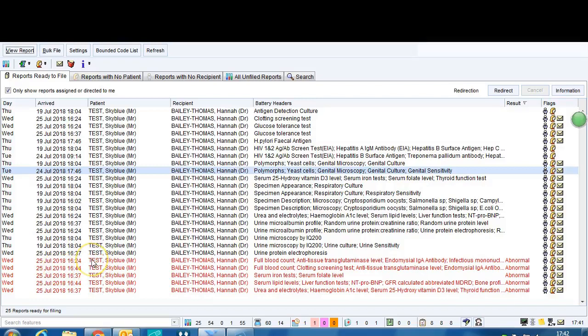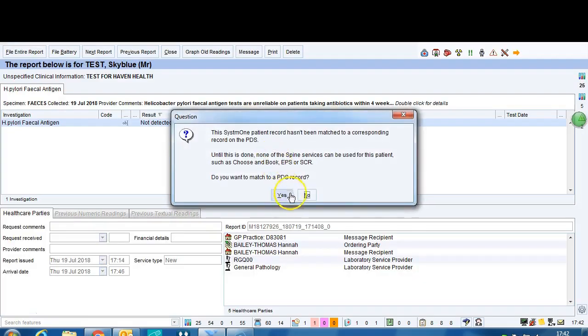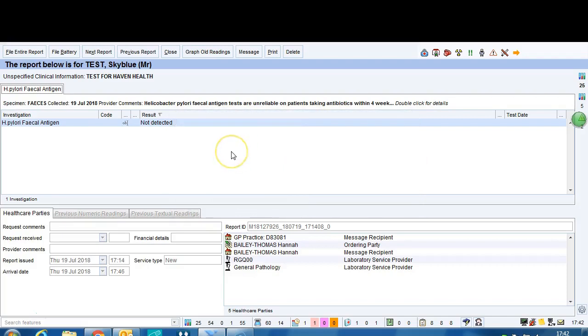So next up we're going to talk about H. pylori. So I've got one here. H. pylori is quite straightforward, so we double click. H. pylori is one or the other. It's either detected or not detected.